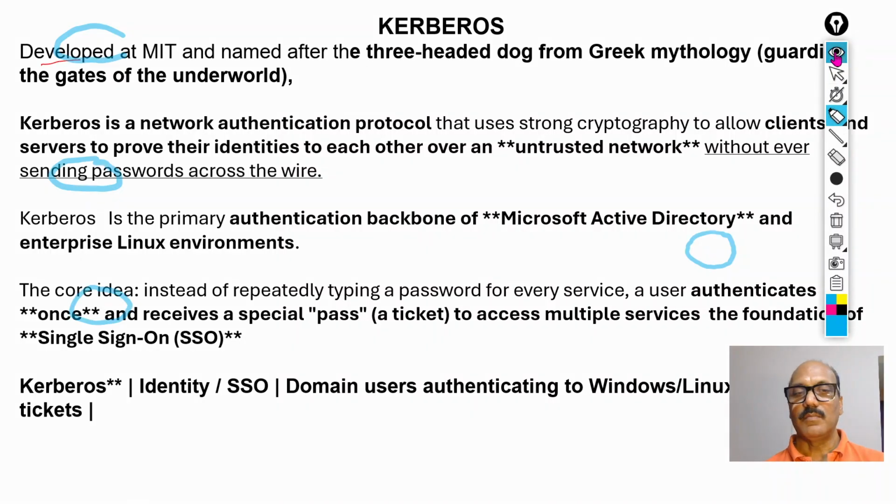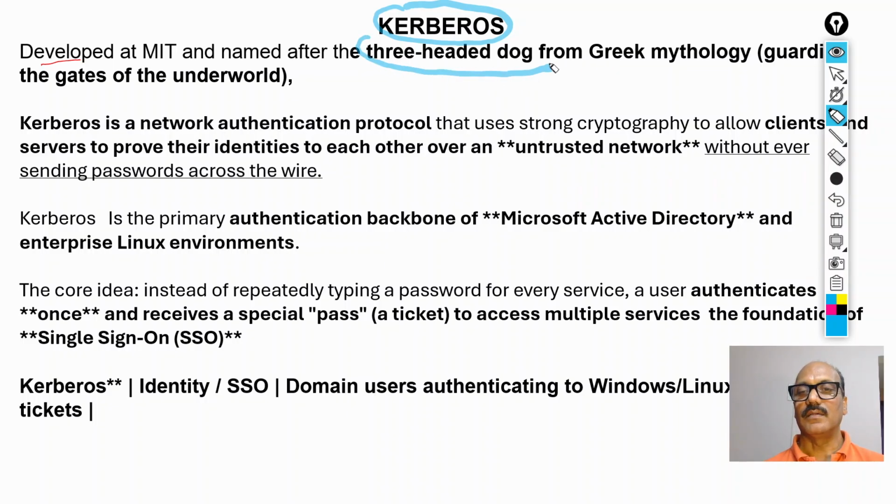Okay, so Kerberos, the word, as I mentioned last time, seems very peculiar. In order to remember this word, I searched the net. I found it very interesting. In Greek mythology, Kerberos means a three-headed dog guarding the gates of the underworld. Okay, just for this, Kerberos is developed by MIT, the topmost research institute.